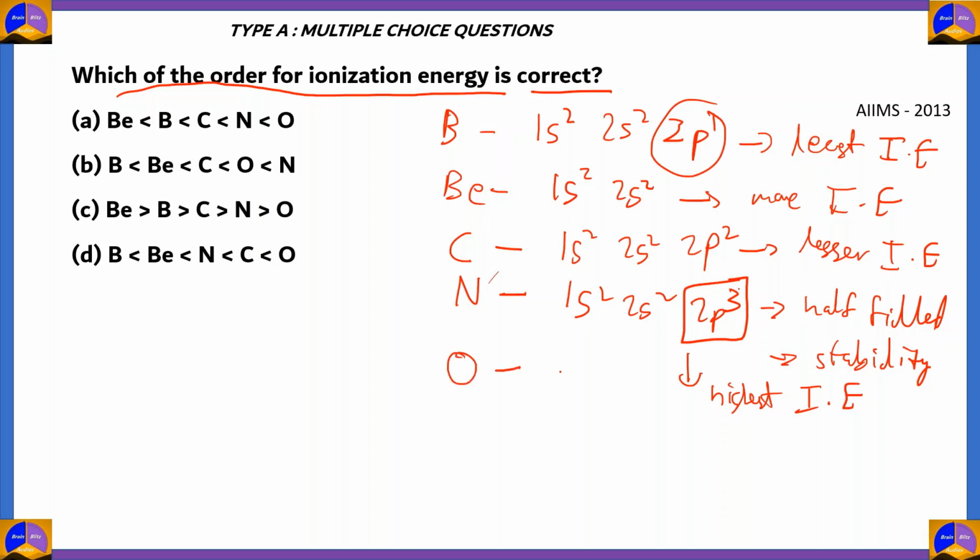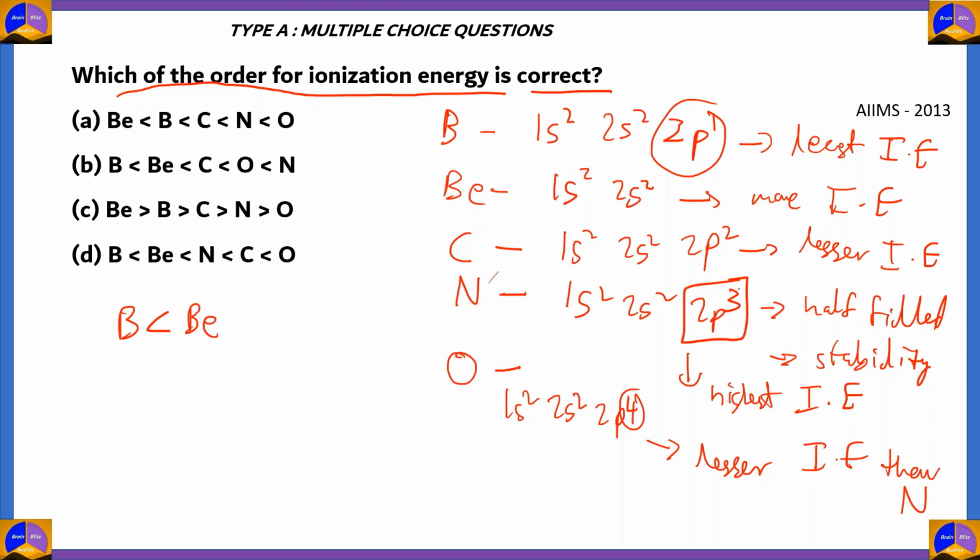Now, what about oxygen? Oxygen has 1s2, 2s2, 2p4. So as you can see, oxygen wants to remove one electron so that it gets the partial half-filled stability of nitrogen. So therefore, it would have lesser ionization energy than nitrogen. So therefore, we can classify boron first, and then beryllium. So this is in increasing order. And then we can put in carbon and then oxygen before putting in the heavyweight, that is nitrogen.